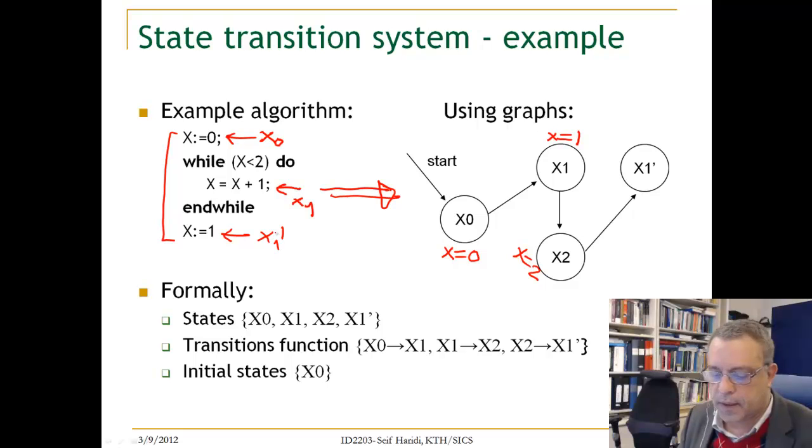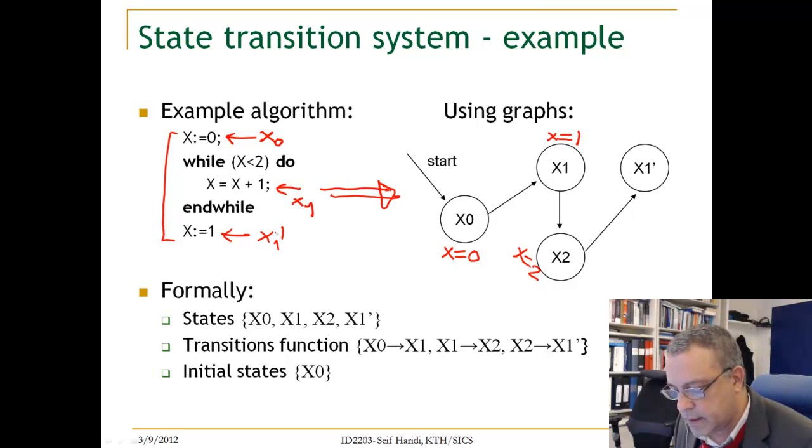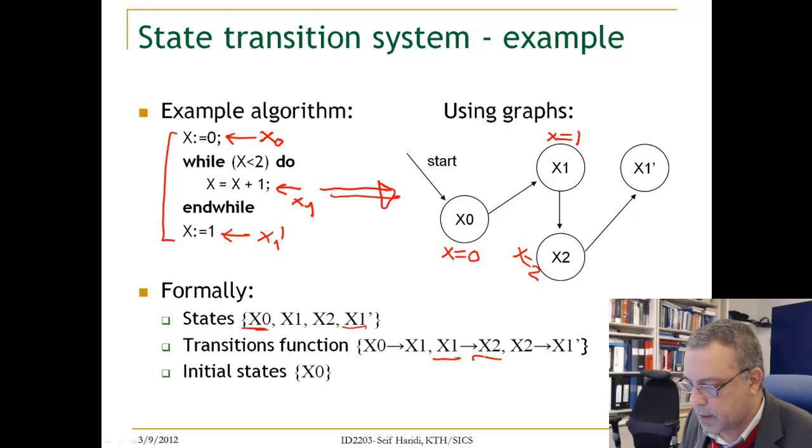So the system consists of a set of states, and this set consists of states X0 to X1 prime. And the state transition function is a function that takes you from one state to the next. For example, from state X1 to state X2. The initial state of this system is X0.